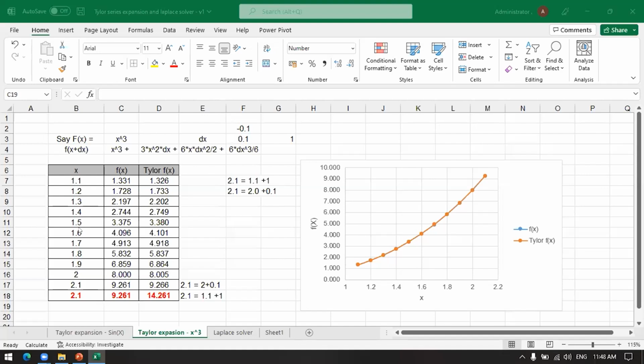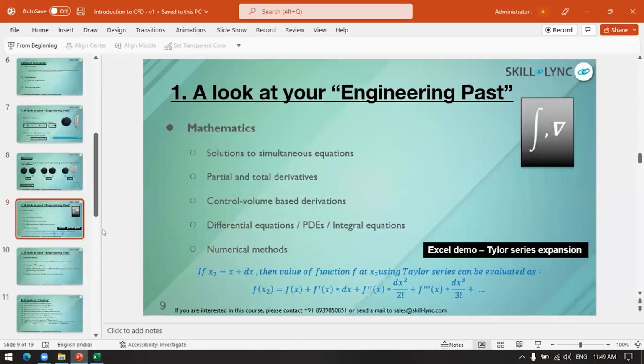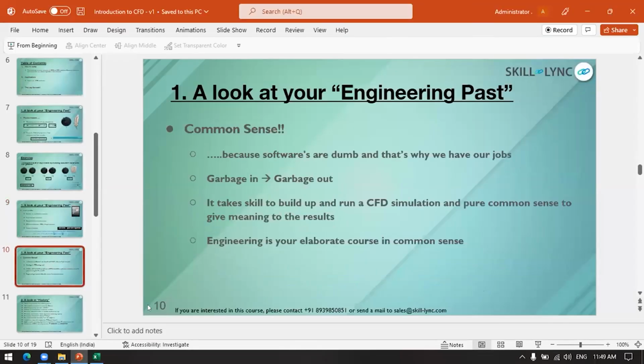So dx in all the previous cases is 0.1. If I am evaluating at 1.2, it is 1.1 plus 0.1. At 1.3, it is 1.2 plus 0.1, and so on and so forth. So I hope it is clear now. Guys, this is very important because I'm going to use this as a reference when I talk about CFD. I hope it is clear. Let's get back to the PPT.